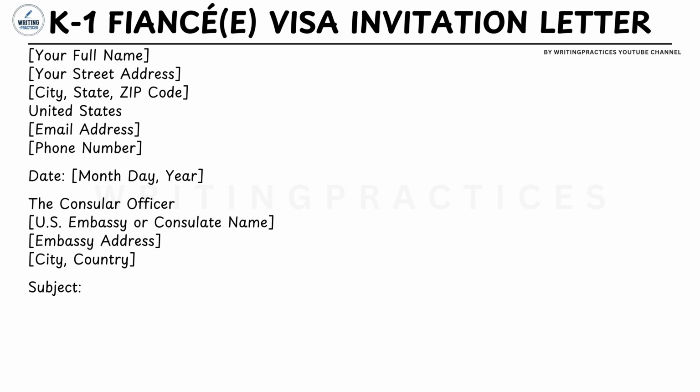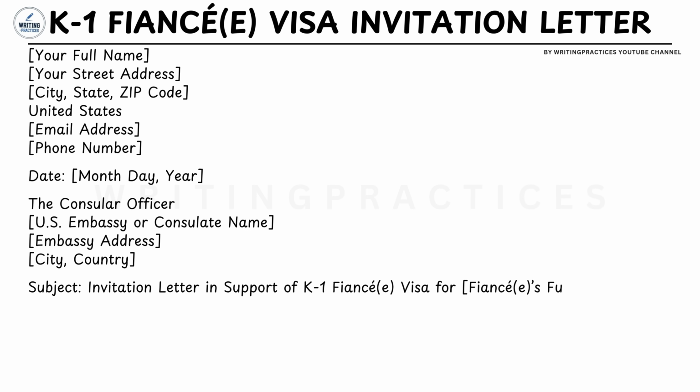Subject line. This is a short but important line that tells the reader exactly what the letter is about. Subject: Invitation letter in support of K-1 fiancé visa for fiancé's full name. Keep it concise and direct. Use your fiancé's full legal name here, exactly as it appears in their official documents.